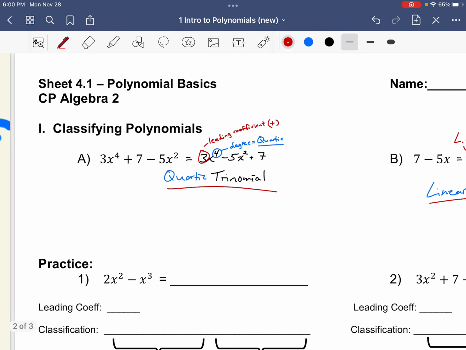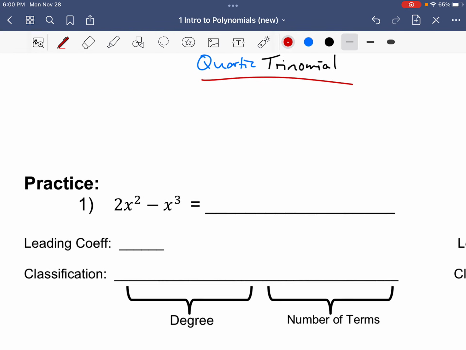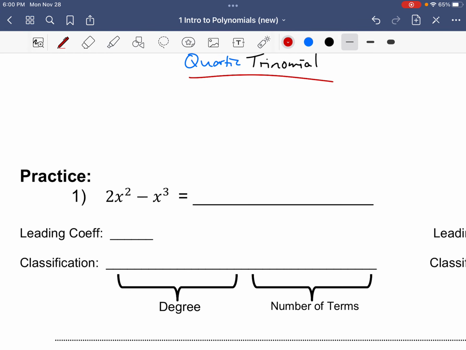Why don't you try to do a little bit of organizing and classifying for these 2 practice problems? Go ahead. You should be able to put this in order. You just want to have the highest exponent first, down to the smallest exponent. The leading coefficient is just the number in front of that highest exponent. Now here we would say that it's negative, it's technically -1.